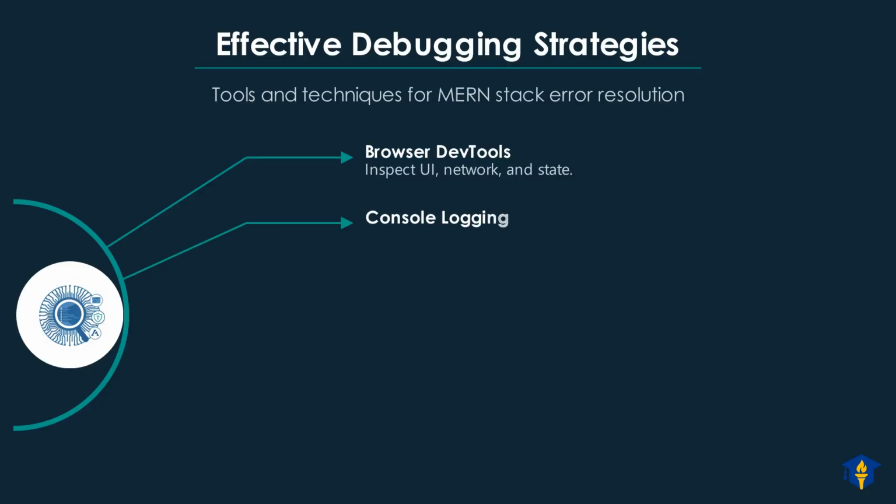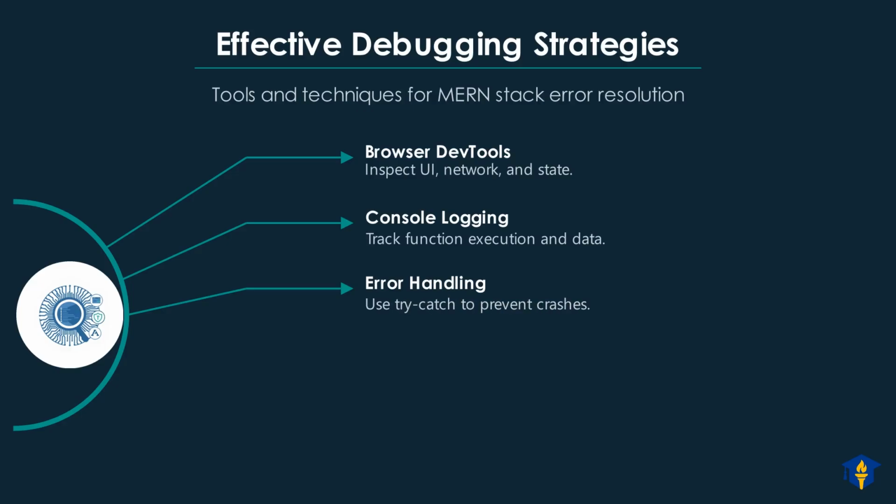Console logging is a straightforward yet powerful technique to track function execution and data. It helps track function execution flow and inspect data at various points. Implementing proper error handling like try-catch is essential for application stability. Using try-catch blocks helps prevent unexpected crashes and provides graceful error recovery.